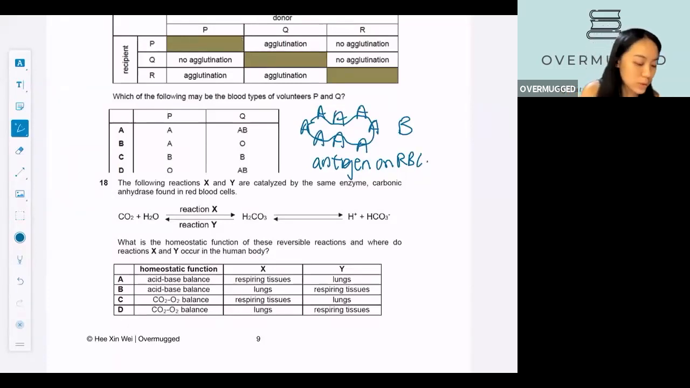Okay, so here it is definitely either A or C, because X has to be at the respiring tissue because we want to transport the CO2. And then reaction Y is because we want to form the CO2 back so that we can expel it. So the tricky part here is whether it is about acid-base balance or CO2-O2 balance. And in this case, it is the CO2-O2 balance. It's about forming the CO2.